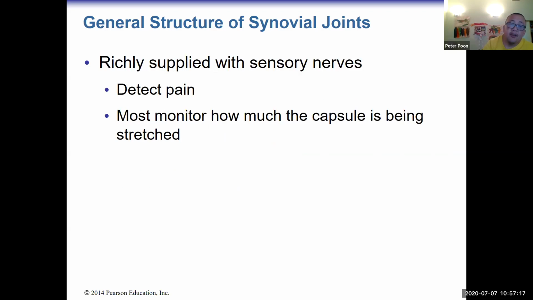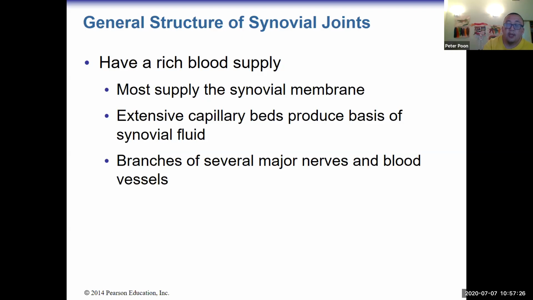The synovial joint is richly supplied with sensory nerves that can detect pain. So joints hurt a lot, right? If you have ever had a swollen knee or swollen joints, they hurt tremendously. That's because there's a lot of nerve supply going into the joint, because controlling the joint and knowing what the joint is doing tells you what your body is doing.